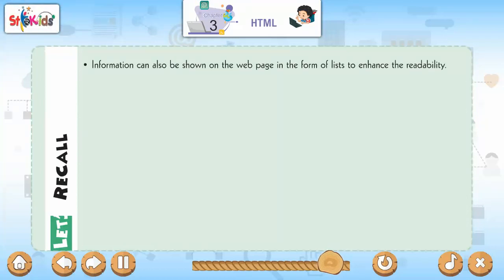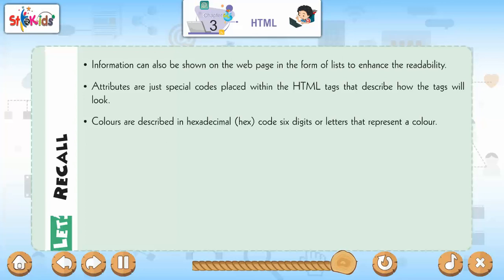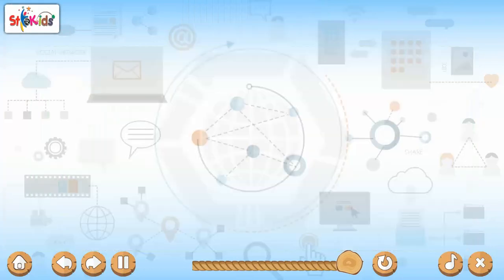Information can also be shown on the web page in the form of lists to enhance the readability. Attributes are just special codes placed within the HTML tags that describe how the tags will look. Colors are described in hexadecimal hex code, 6 digits or letters that represent a color.